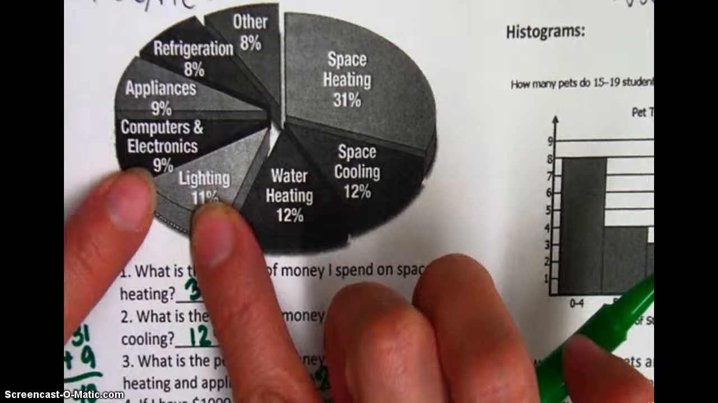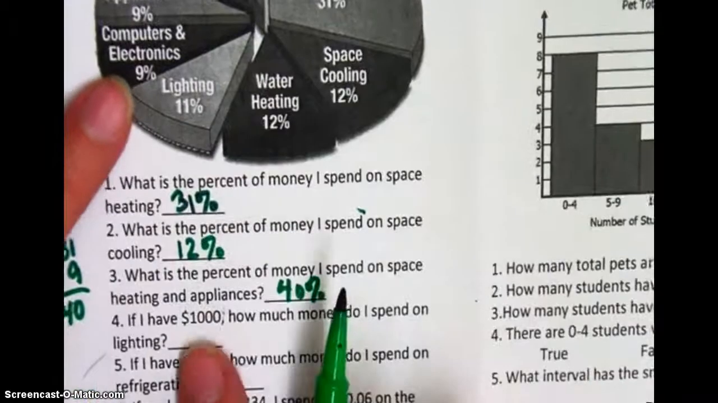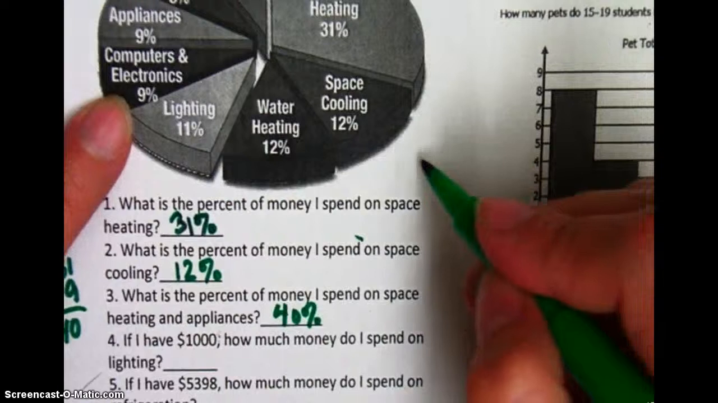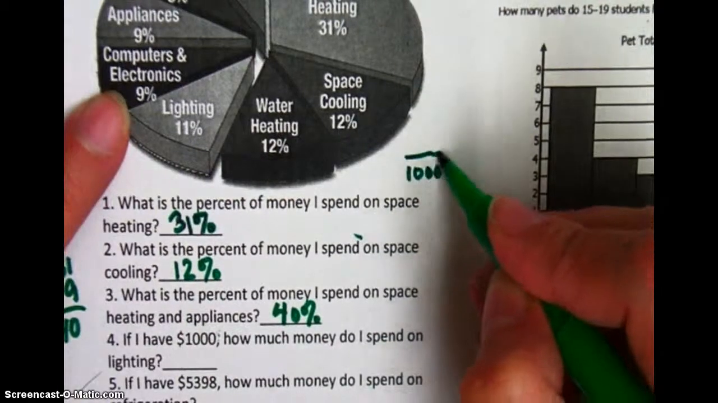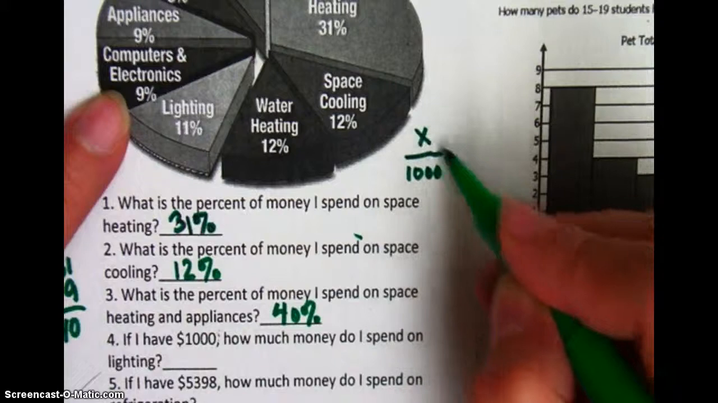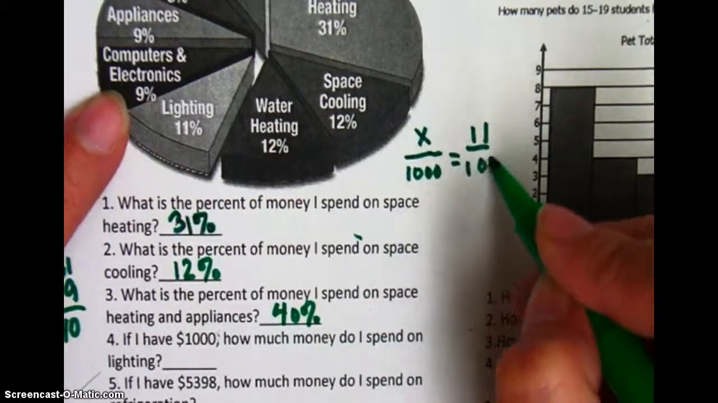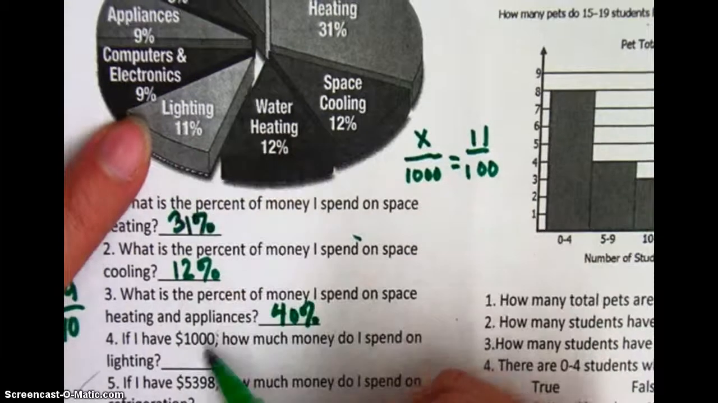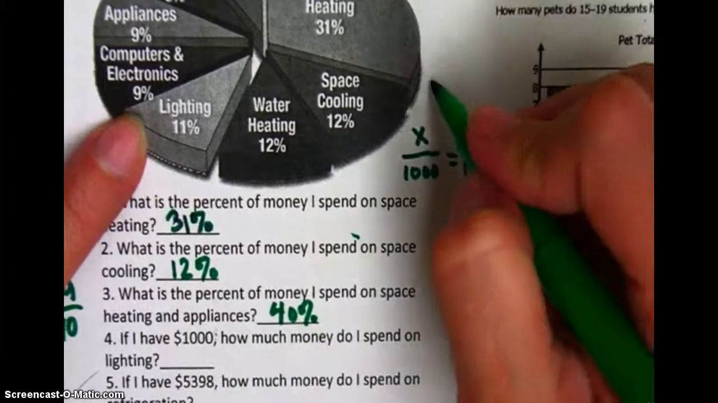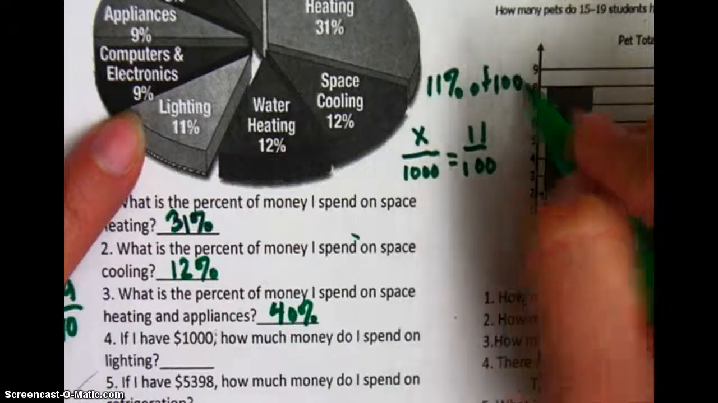So there's two different ways that you can do this. You can set it up as a proportion. This $1,000 is the total amount, and the total amount goes on the bottom. You're looking for specifically how much you spent on lighting, and that is 11 over 100, percent is over 100. Or you can say 11% of $1,000. What is 11% of $1,000?